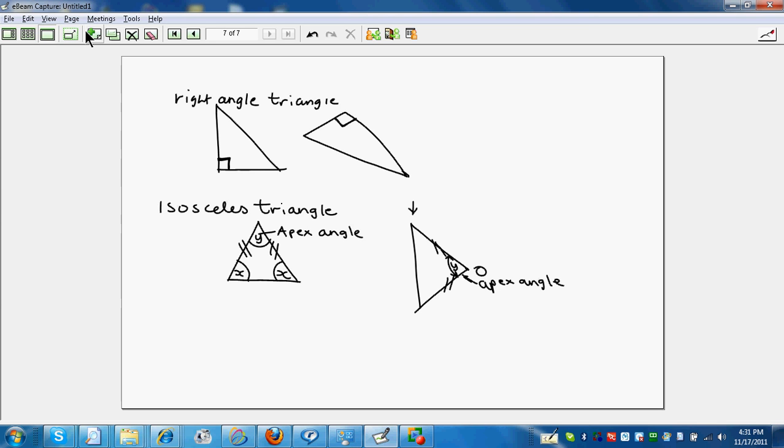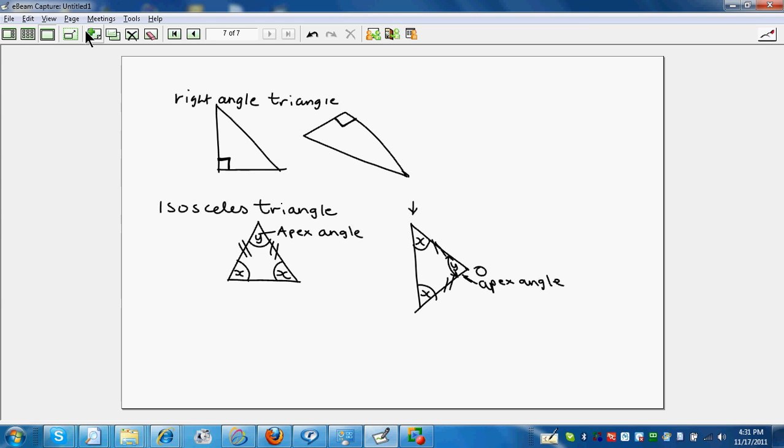And therefore the base angles will be the other two angles. In this case, that will be the angle here at the top and the angle at the bottom. So those two angles marked as X, they will be the base angles. Okay, so you have to be able to identify your base angles when the triangle is not in the original orientation as we did initially.